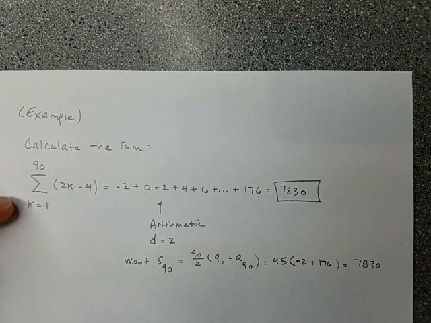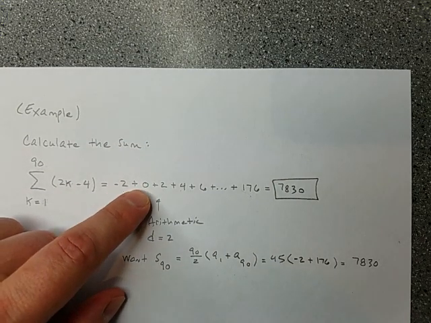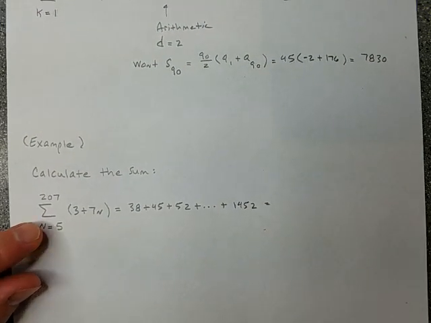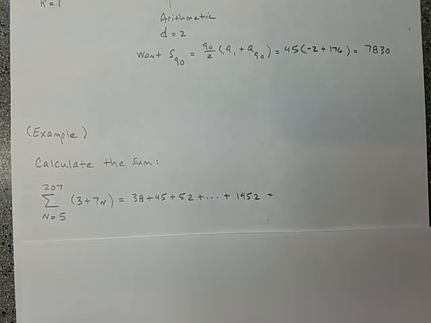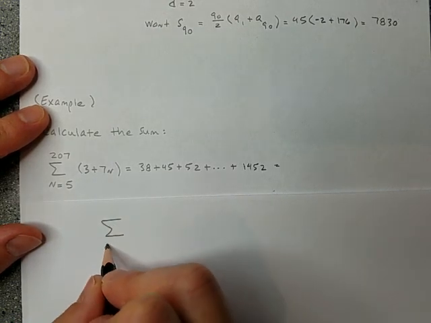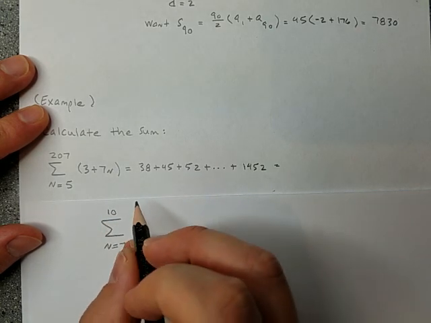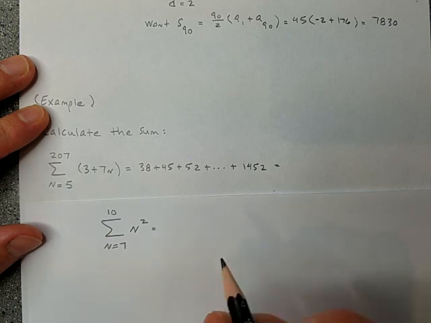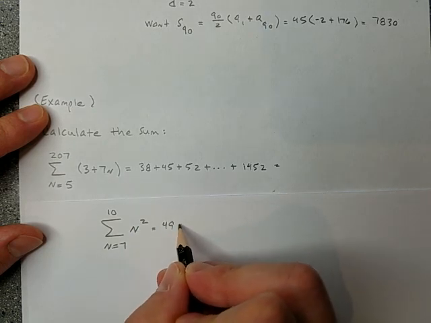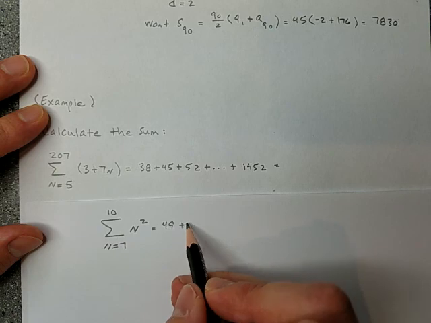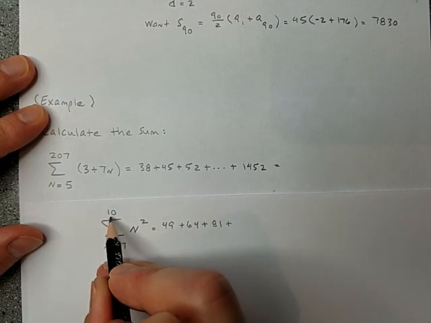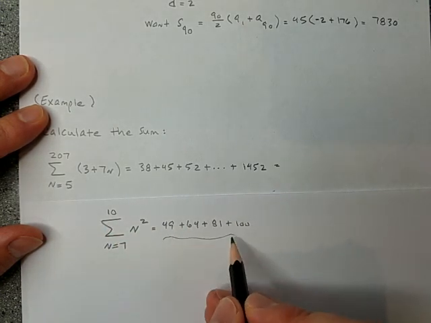Here, because I started at 1, first term, second term, third term, there were 90 terms. But here I'm starting at 5 and going to 207, so I need to figure out how many terms there are. Let's take a smaller example, like this one. How many terms are in this series? Put 7 in: 7 squared is 49. 8 squared, 64. Then 9, 81, 10, 100. There are 4 terms.